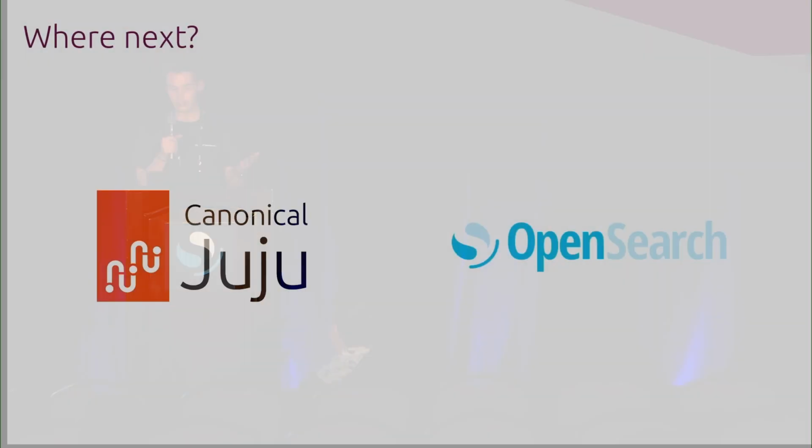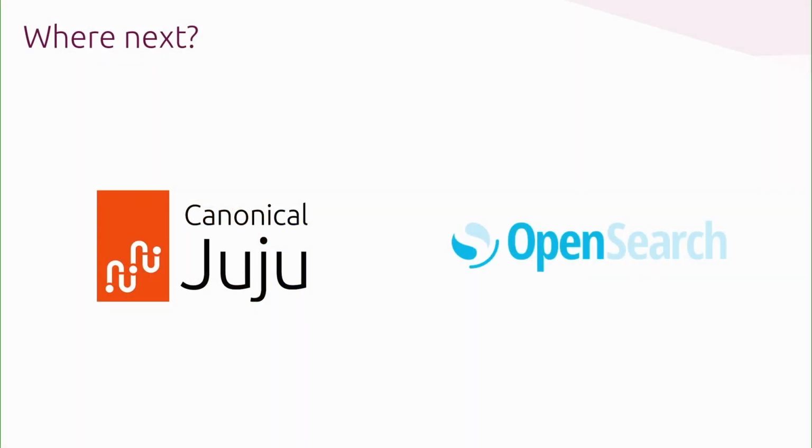So the OpenSearch charm is still very much a work in progress, and it's an open source application. So there's a lot that is still to do. We have a roadmap, and some of the stuff that we're currently working on is integration with the observability charms, a charm for the dashboard so that the OpenSearch instance there can actually have a nice dashboard and you can use that and set it up with Juju.